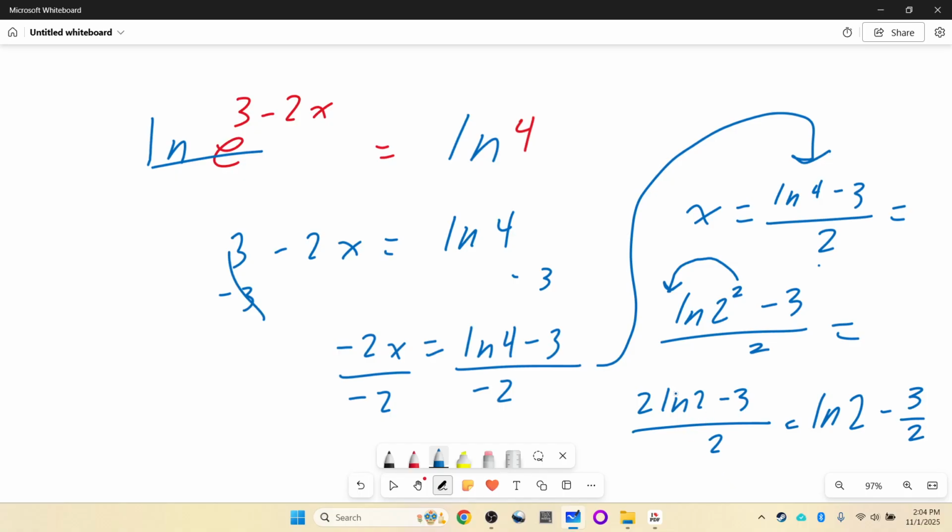And I think I may have lost a sign somewhere. I have a negative 2 here. This should have been minus. That should be plus. So this is minus. That's plus, minus, plus, minus, plus. There we go. That's better.